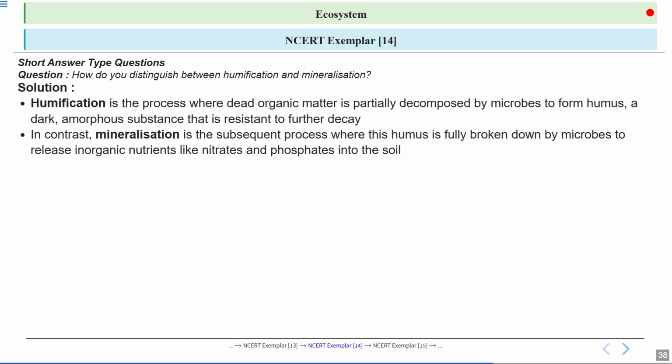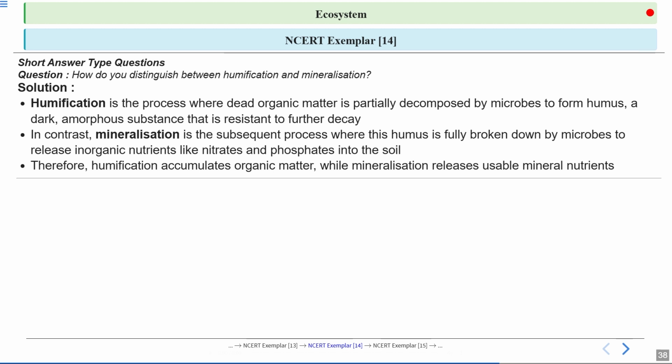In contrast, mineralization is a subsequent process occurring after humification, where the humus is fully broken down by microorganisms to release inorganic nutrients like nitrates and phosphorus into the soil, making them available for the plants to absorb.